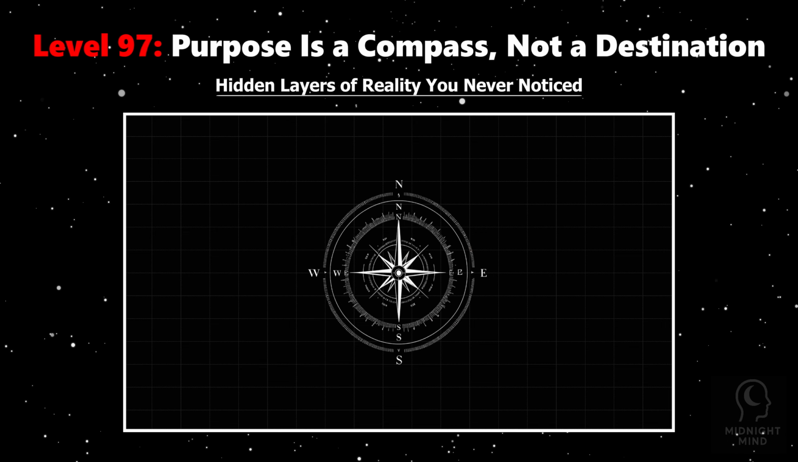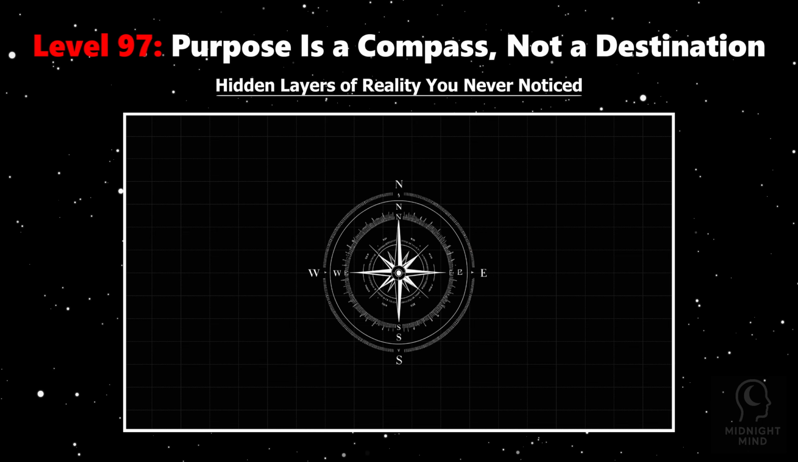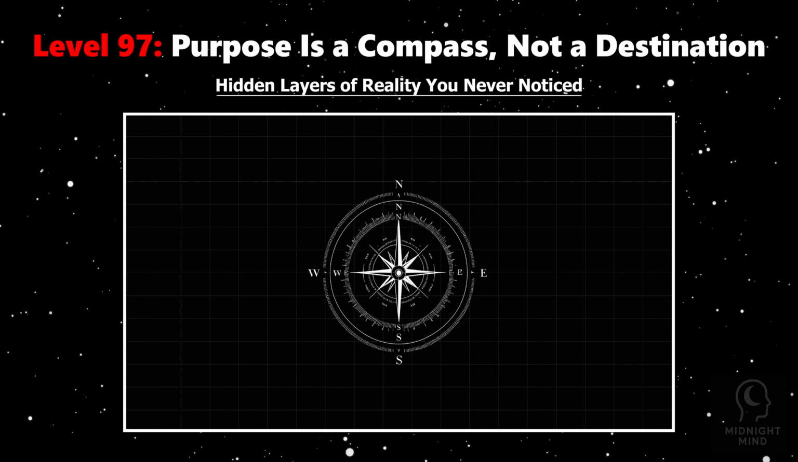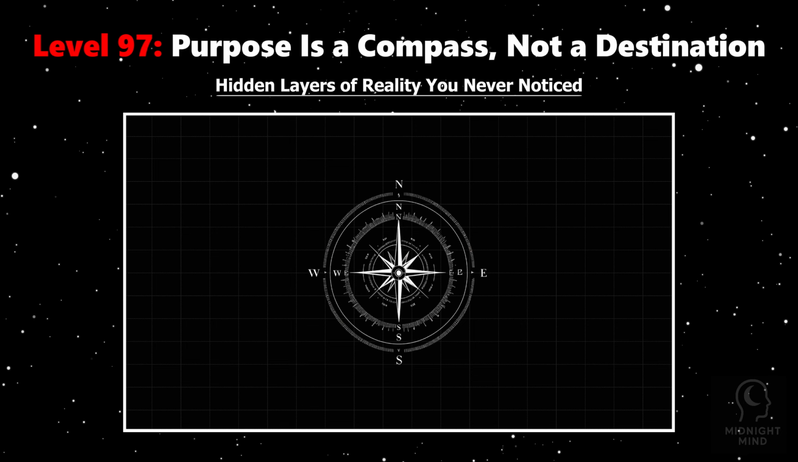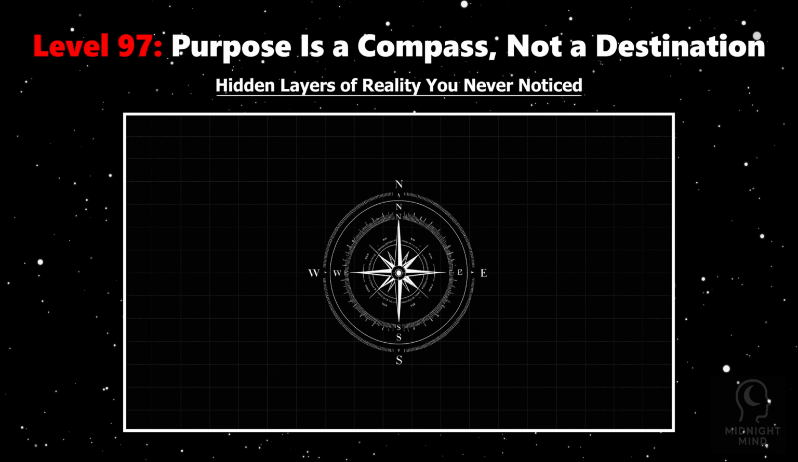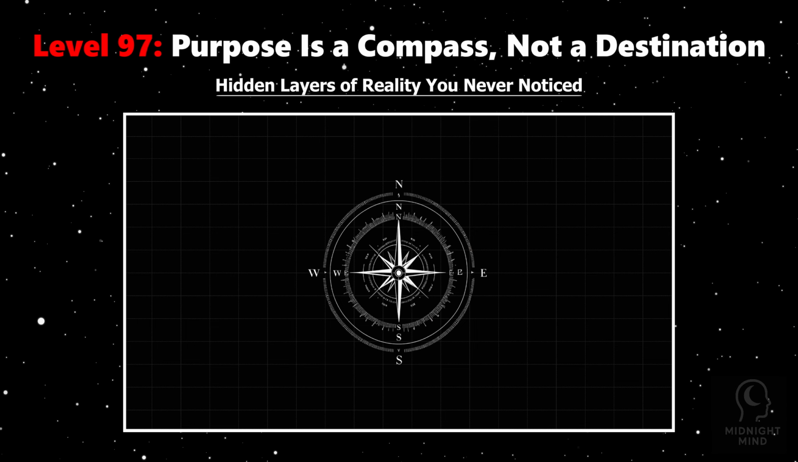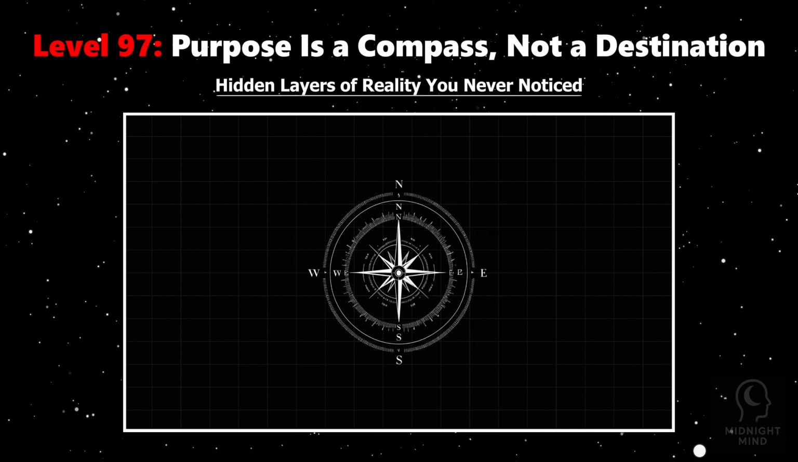For example, someone devoted to helping others may shift careers or change methods, but their purpose remains a constant compass steering their choices. Neuroscience reveals that this sense of purpose activates brain regions linked to reward and meaning, providing emotional fuel that sustains effort through setbacks.